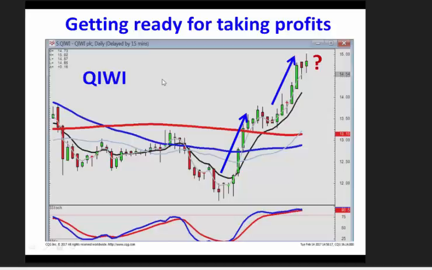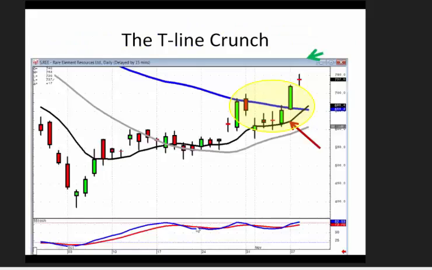What moving average do you use for day trading? The same. This chart could be a 1-minute chart, a 10-minute chart, a 30-minute chart. It's all the same. It's what we call fractal. Everything on this chart, on a daily chart, looks exactly the same on a 10-minute chart. This is the T-line crunch.